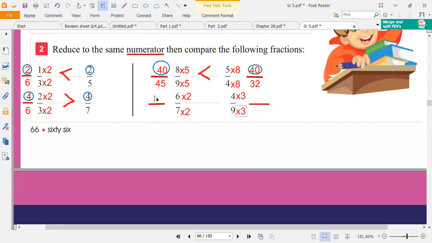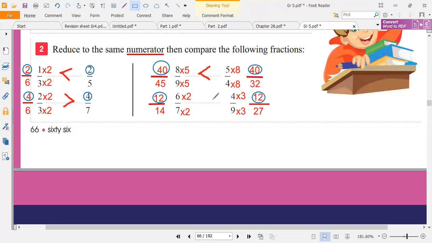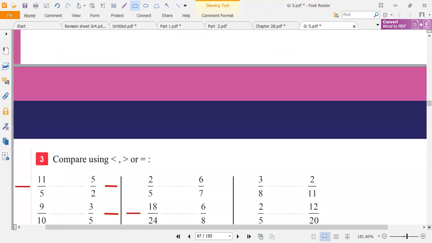6 times 2, 12. 7 times 2, 14. 4 times 3, 12. 9 times 3, 27. So now we get the same numerator, so we can compare these two fractions. Which one is greater? 12/14 is greater than 12/27.